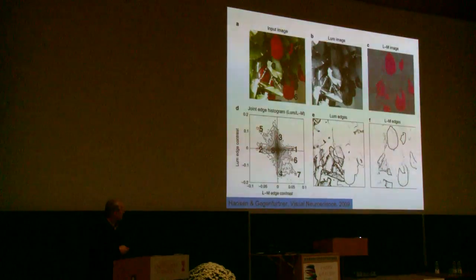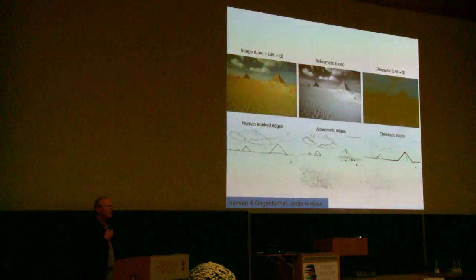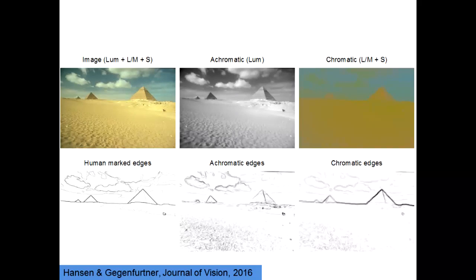Now, in this image you've already seen that maybe the edges that were indicated by color here correspond a little bit better to what we would call meaningful edges in this scene here. So Thorsten Hansen and I went a step further and we compared the edges that our color luminance edge detectors would find to human marked edges. In computer science there's a large database where up to 40 observers have labeled the edges in images like this one. And we compared these human marked edges to the edges that were extracted by a luminance edge detector or by a color edge detector.